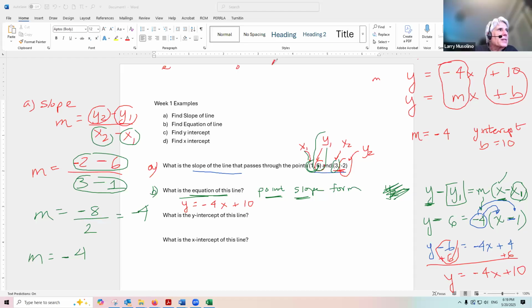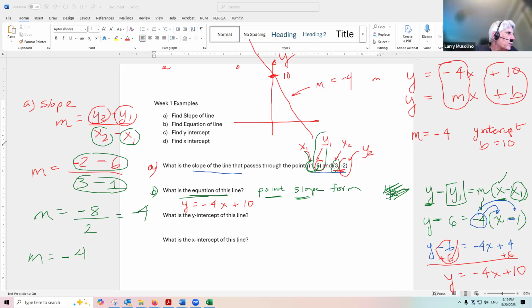The y-intercept is telling you that the graph crosses the y-axis at a height of 10. So what I could do is put a dot right here on 10. And I know this graph has a slope of negative 4. Negative slope means going downhill like this. So here is the slope negative.